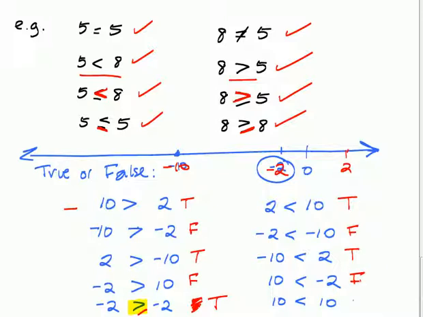10 less than negative 2, oh no. And 10 less than 10, false, but again, I just can't resist this. I want to be able to make this a true statement by just changing that symbol ever so slightly and including that little equals, and that then becomes a true statement. Okay, next ones.